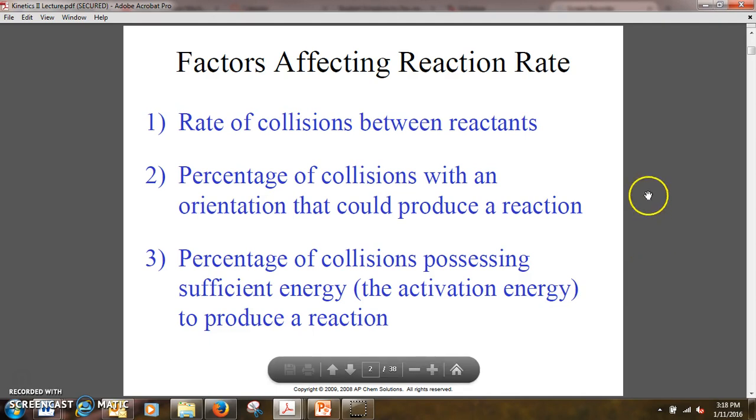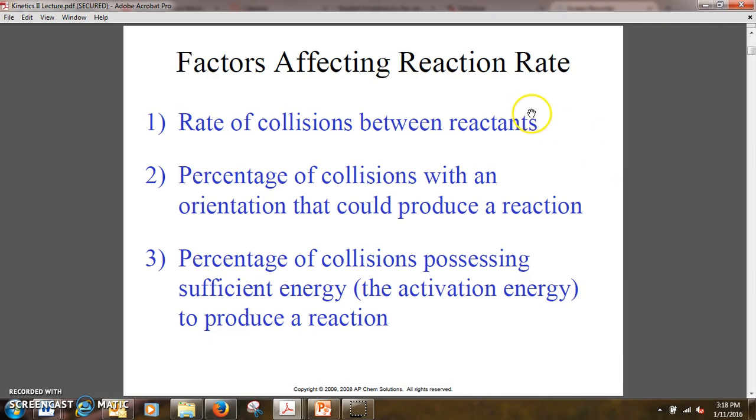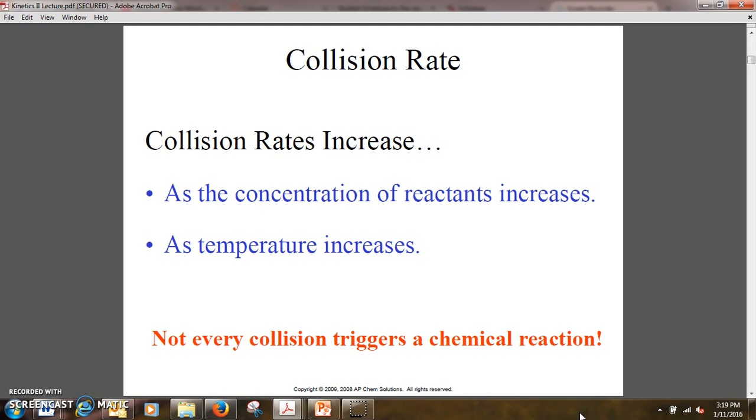So we have to have enough collisions take place between reactants. We have to have the molecules oriented correctly, and we have to have enough energy coming into contact between the two molecules in order for a reaction to take place. So really there's a number of things that need to happen for a reaction to take place. It's not necessarily just the fact that, well, two molecules are close to each other so a reaction will take place. But it's the rate, it's the orientation, and it's the energy.